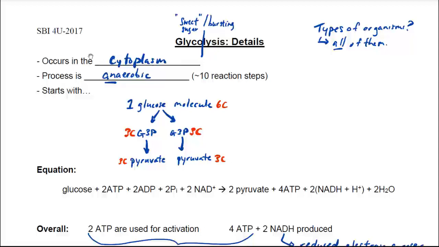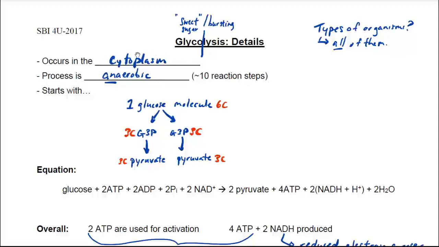Now, this is an important detail here. It occurs in the cytoplasm. You do not require a mitochondria to run glycolysis. And mitochondria are the ones that require oxygen, so this is also an anaerobic process. No oxygen required. There's about 10 steps I'm going to show you on the next page.